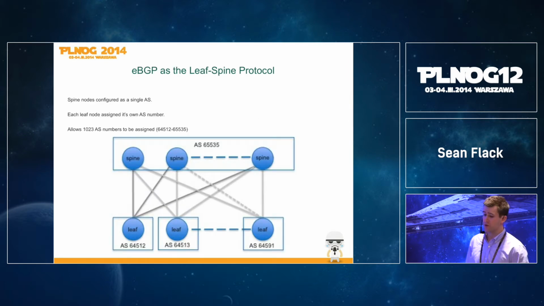One alternative to OSPF or ISIS would be to use something like eBGP. Now, it's seen as kind of an external routing protocol, something that you wouldn't use within the data center. But if you come to think about it, it's perfect for this setup. It's not very chatty, it's deterministic. And the way we design it is we tend to have a single AS for all the spine switches, and then we have an AS per leaf switch. And using private AS numbers, we can get to about 1,023 switches with their own AS number.